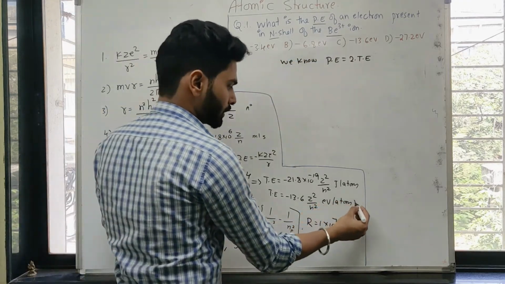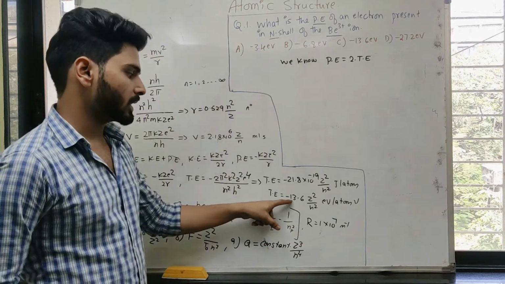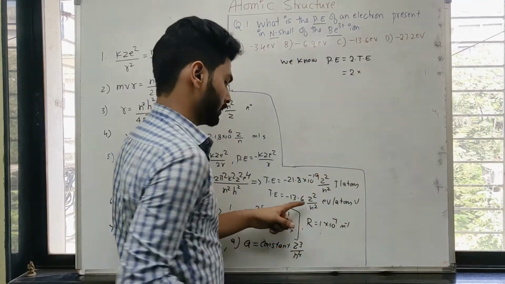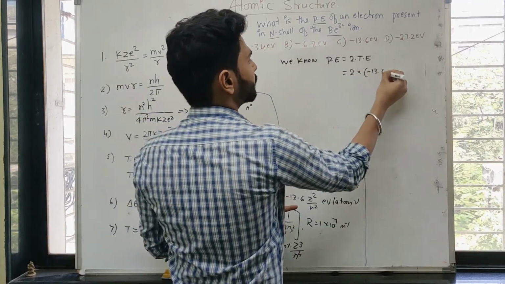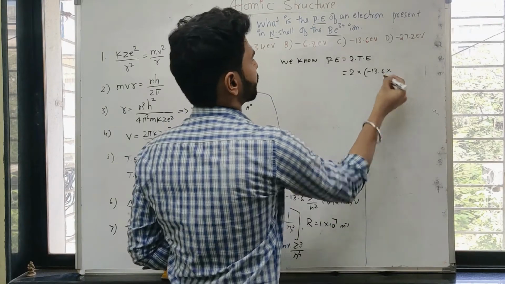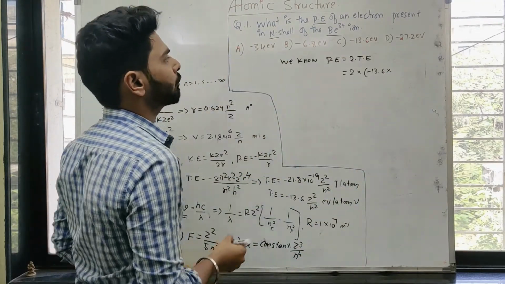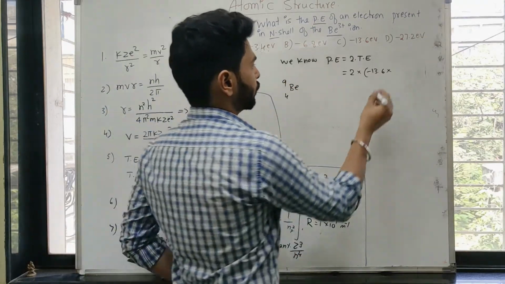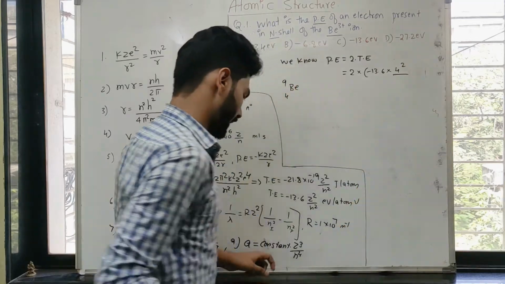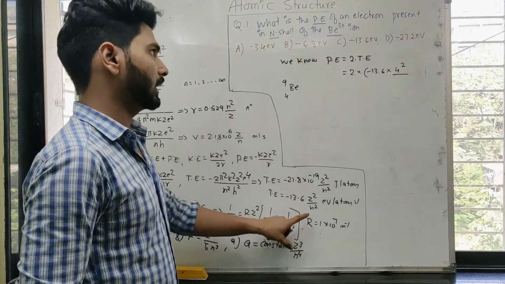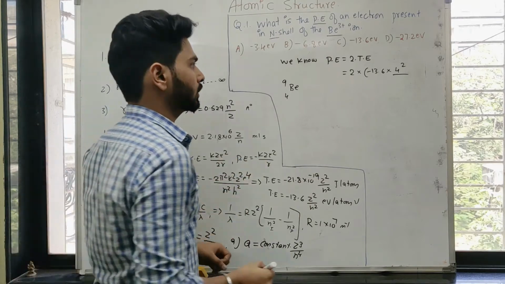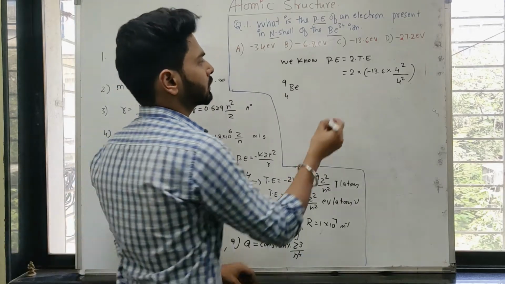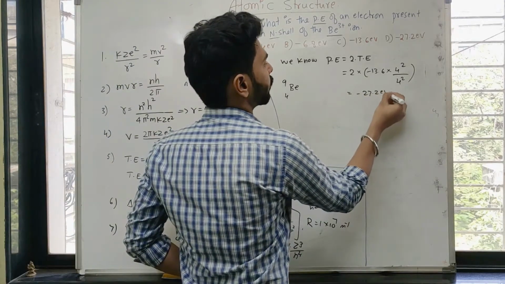That means we are going to use this formula: total energy is equal to minus 13.6 Z square upon n square. So 2 into minus 13.6 into Z square. Here beryllium has atomic number 4, so 4 square divided by n square. The N shell, KLMN, is the 4th shell, so again 4 square, Z square upon n square. So this will become minus 27.2 electron volt.